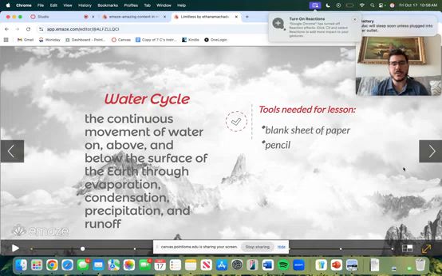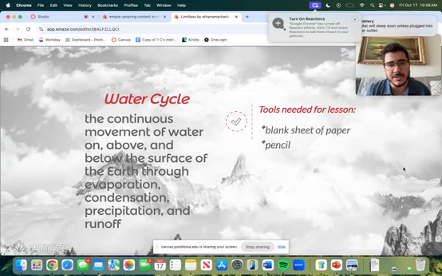All right, so the water cycle, first let's go over the definition. The water cycle is the continuous movement of water on, above, and below the surface of the earth through four things: evaporation, condensation, precipitation, and runoff. We're going to use the word collection instead of using runoff, and I'll explain that in a second.